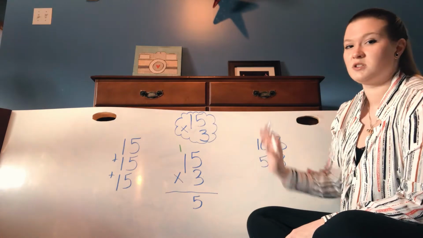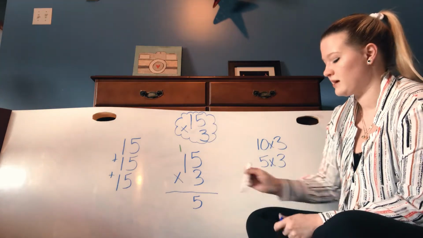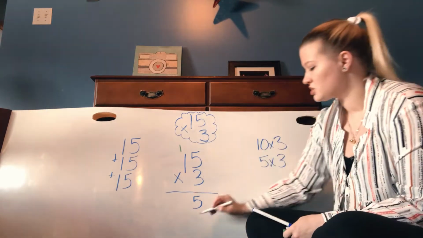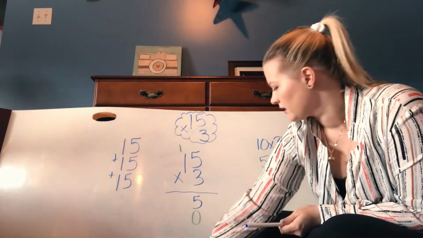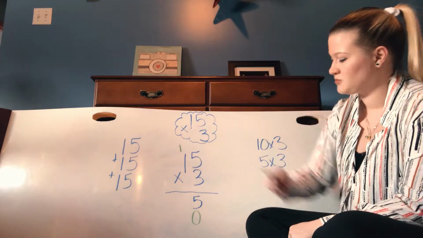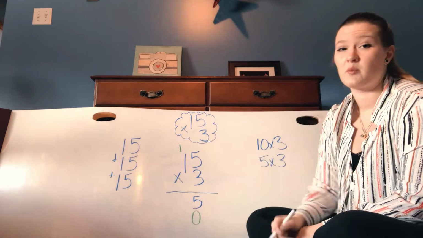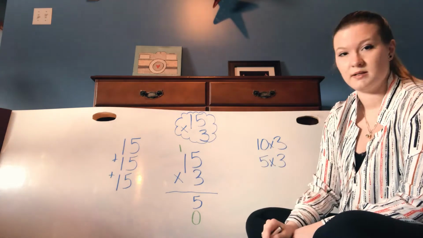Then we need to move on to our tens column, but before we do anything, we need to remember that we're not doing anything in the ones column anymore. So we need to show that by putting a 0 there. Now we have 3 times 1, which we know is 3. And we've got this guy up here, and we're going to add him. So 3 times 1 is 3, plus 1 is 4.